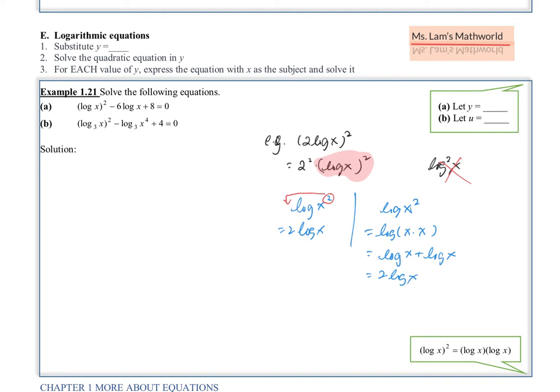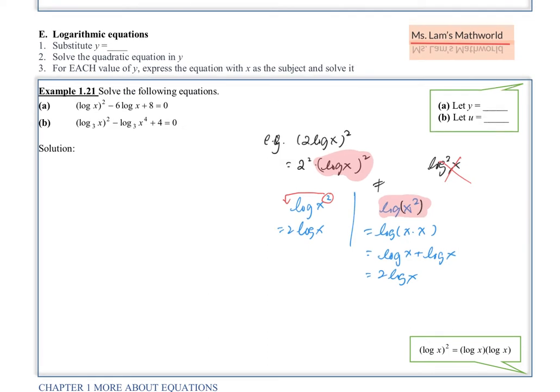So bear in mind that the two expressions highlighted in red are different. This one, log x perfect square, does not equal log x squared. This square only lies in the log like this. So when you understand this piece of information, then we can start the calculation.